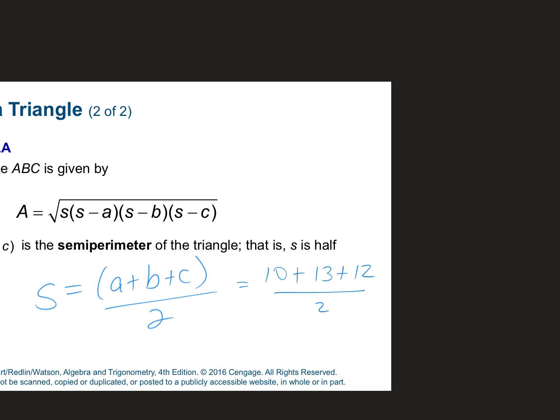I want you guys to do this one of two ways. First, do it in your calculator all at one time with no parentheses. So 10 plus 13 plus 12, hit divided by 2, and tell me what you get. No parentheses. Did you get 29? Yes or no? Okay, so now I'm going to put parentheses on top: 10 plus 13 plus 12, all divided by 2. And I got 17.5.